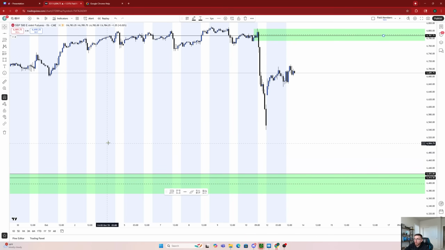Once I'm done on the 2-hour, let's go to a 1-hour. Oh my God, what do we notice? We have another zone within those other zones. So again, this is a very high probability area for a potential reject. We have multiple zones lining up at this exact area.